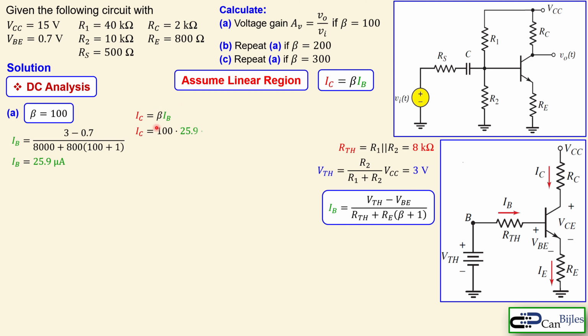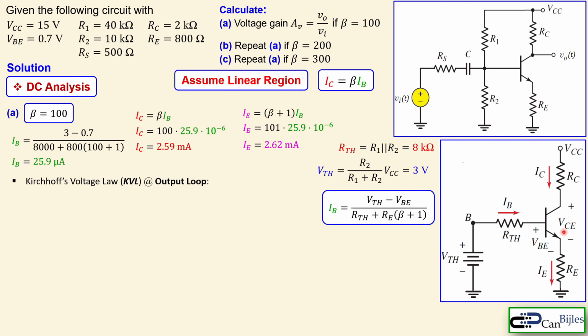This is here, and that will then give us the 2.59 milliamps. In a similar case, the emitter current can be calculated, and it will give us 2.62 milliamps. So we now have the three DC currents for the transistor circuit.